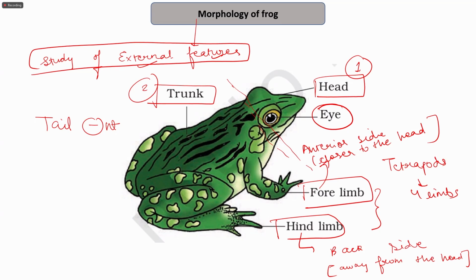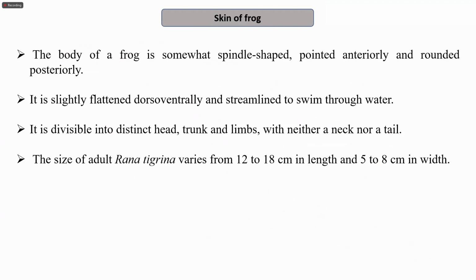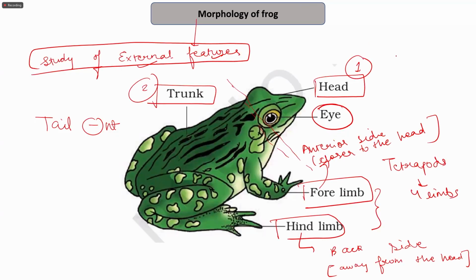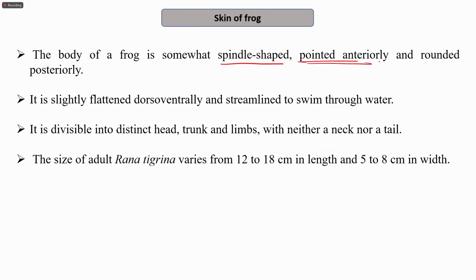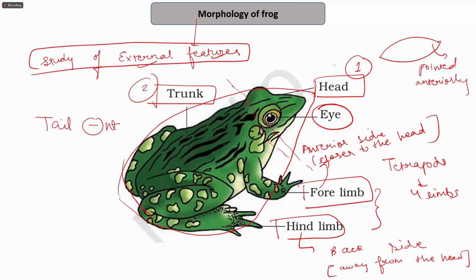Now we will learn about each of these one by one. But before that, we will first learn about the skin of the frog. The body of a frog is somewhat spindle shaped, as we see here. It is spindle shaped, pointed anteriorly and rounded posteriorly.